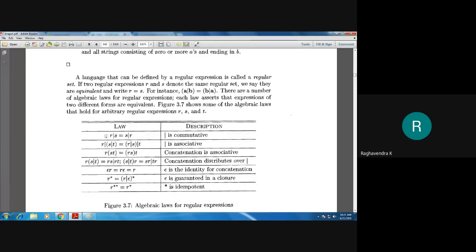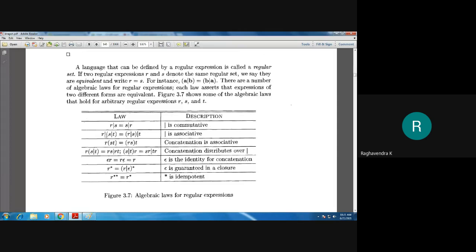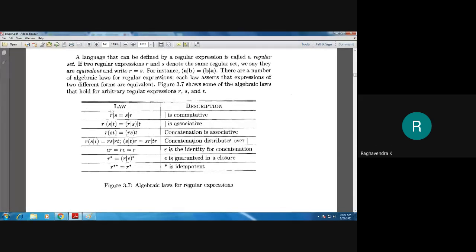Now these are algebraic rules. I think you are familiar with these, the commutative law, associative law, and so on. Let us briefly look into them. The law says that R|S is equal to S|R, so the | symbol is commutative because both of them give us the same set of strings. Similarly, R(ST) is equal to (RS)T, so concatenation is also associative. You can concatenate in different ways and still get the same set of strings.